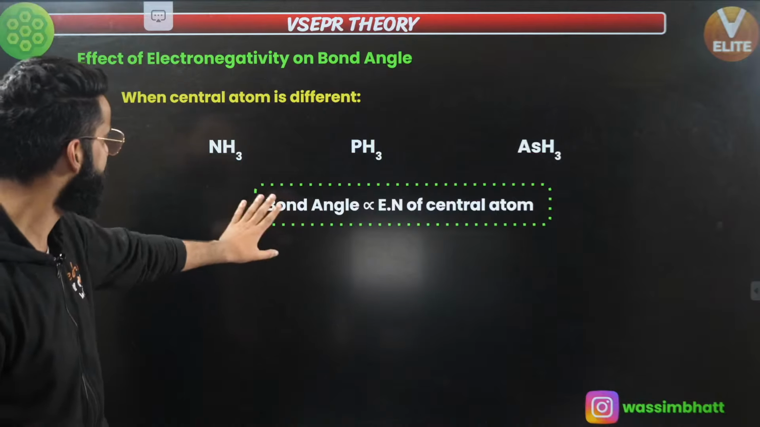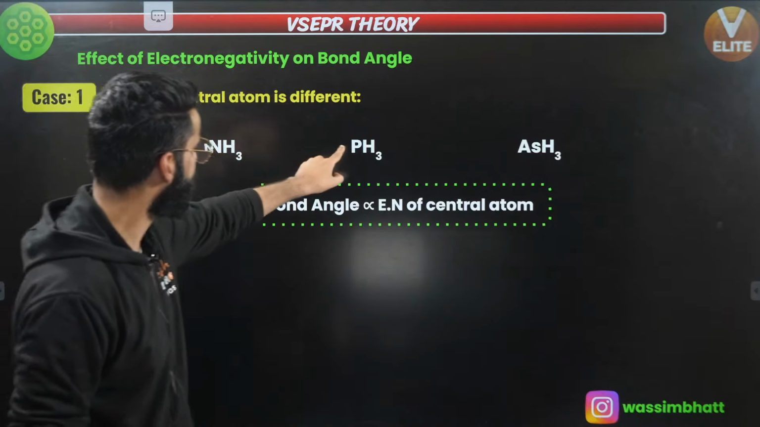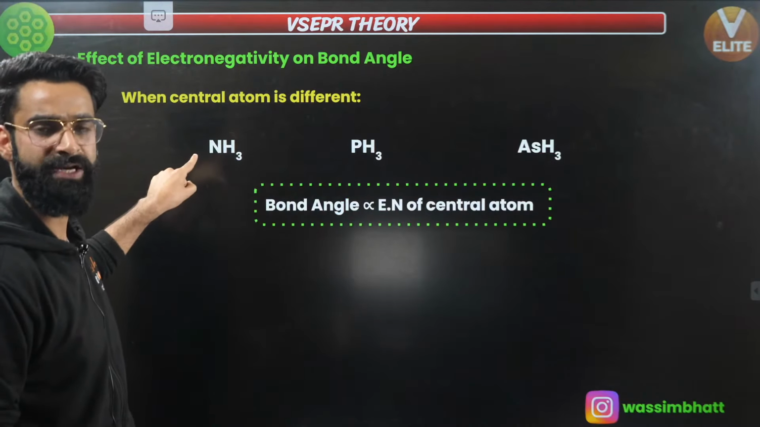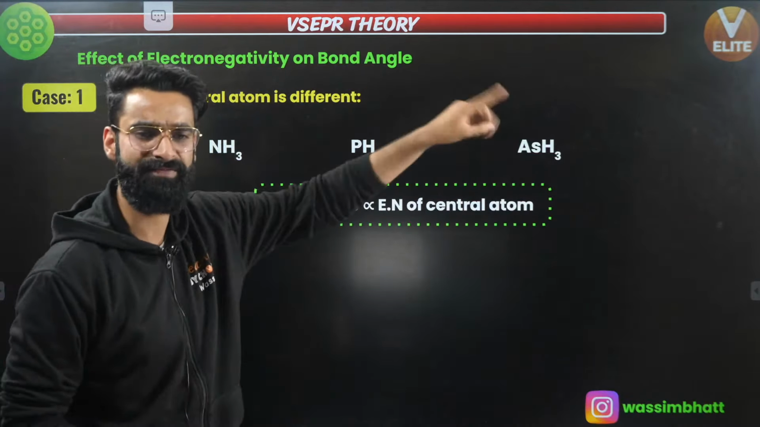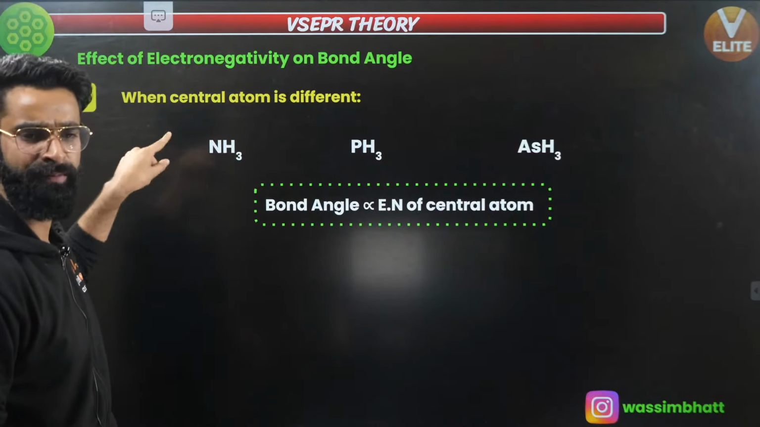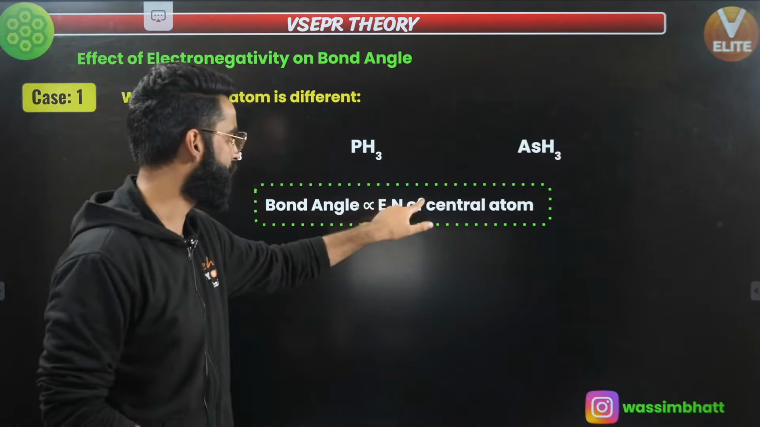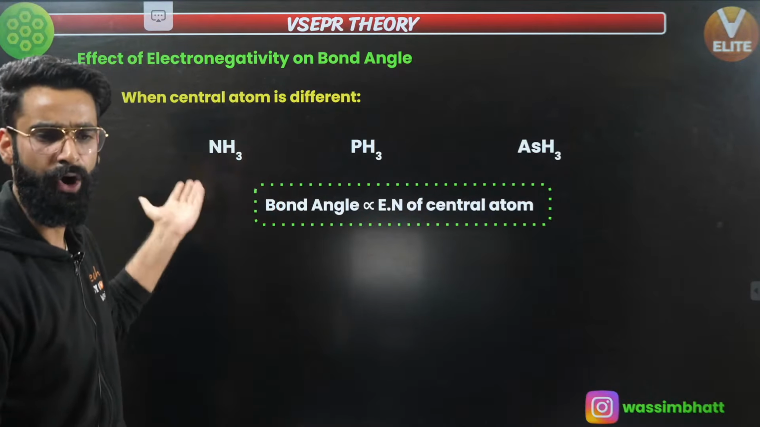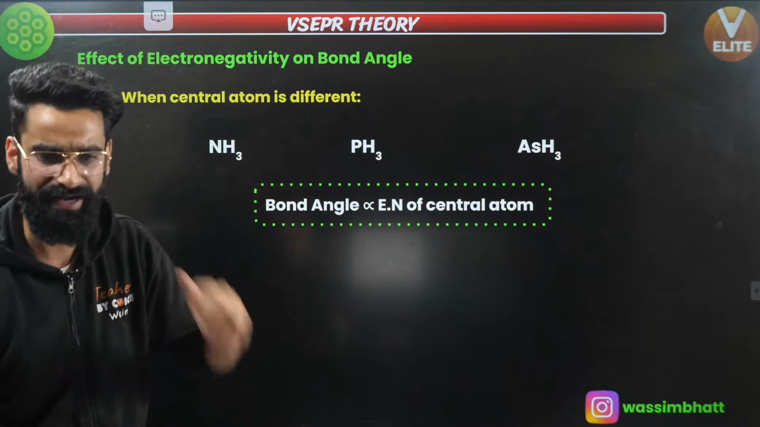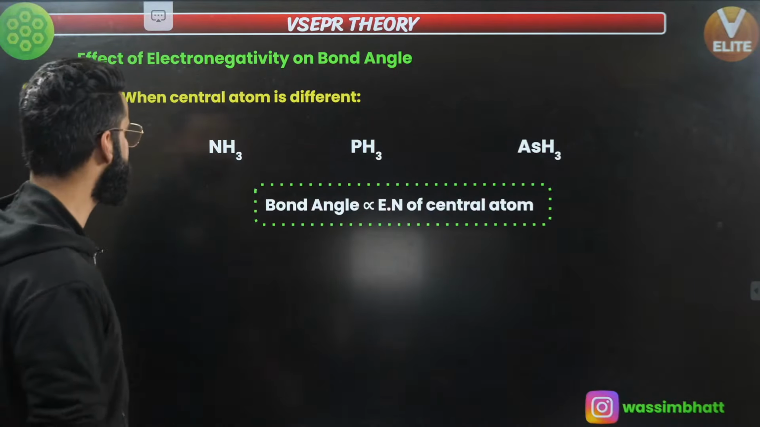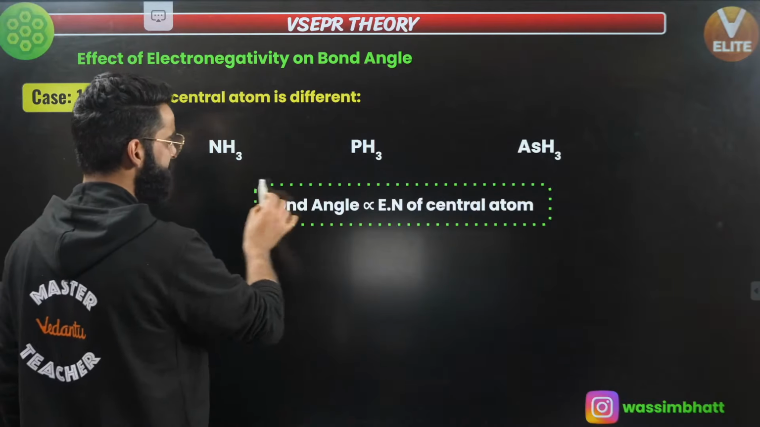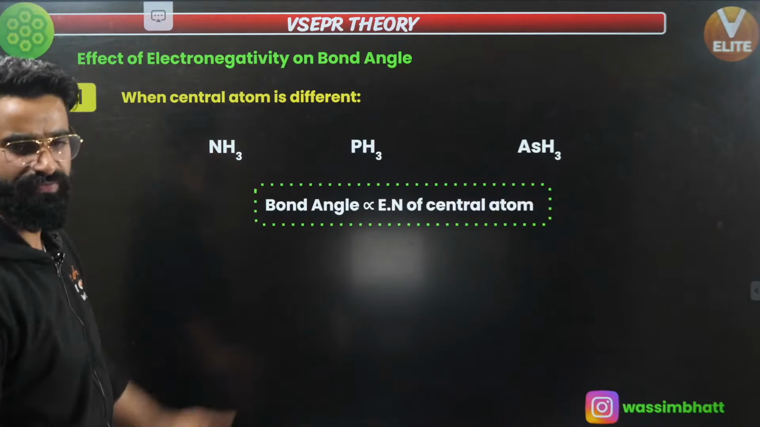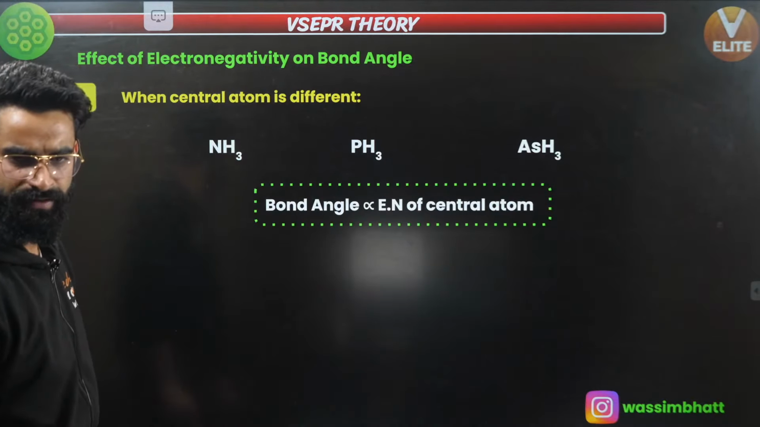Right here I've got nitrogen, right here phosphorus as a central atom, right here arsenic. Can I say nitrogen has got the maximum electronegativity among nitrogen, phosphorus and arsenic? So, the more the electronegativity of the central atom, the more is going to be the bond angle. So you can let me know the order of the bond angles right here as well. The order of bond angles is going to be: NH3 is going to be maximum, followed by PH3, followed by AsH3. So bond angle will be maximum in case of NH3, correct?